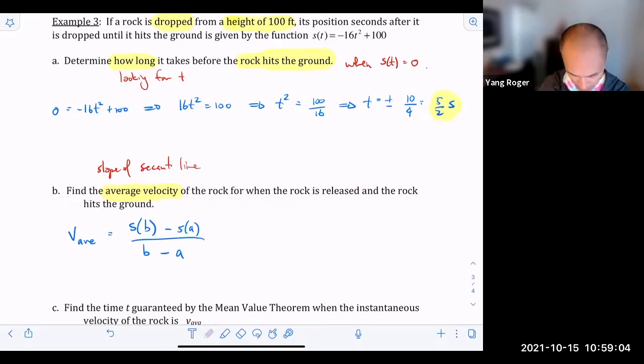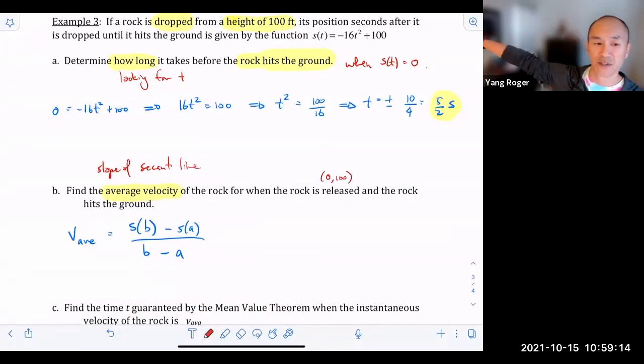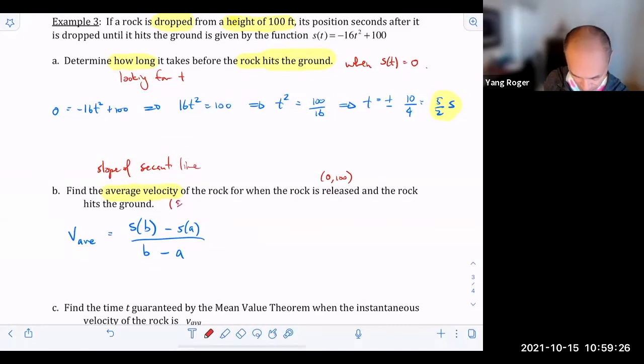When the rock is released, the point we're going to have is 0, 100, because you drop it at time 0 and that initial position is 100. When the rock hits the ground, the time value there is going to be 5/2. That's what I just found. And its position is going to be 0 because it's on the ground.